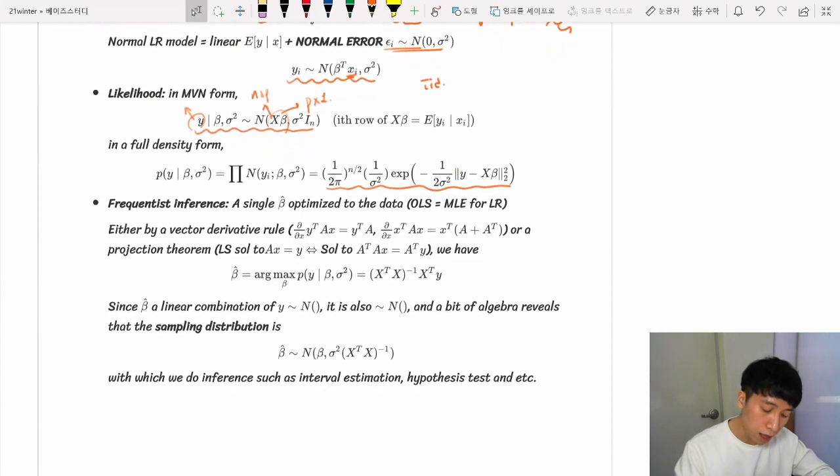Now that we have a probability density, if you interpret this probability density in terms of the parameters like beta or sigma squared, then we have a likelihood.